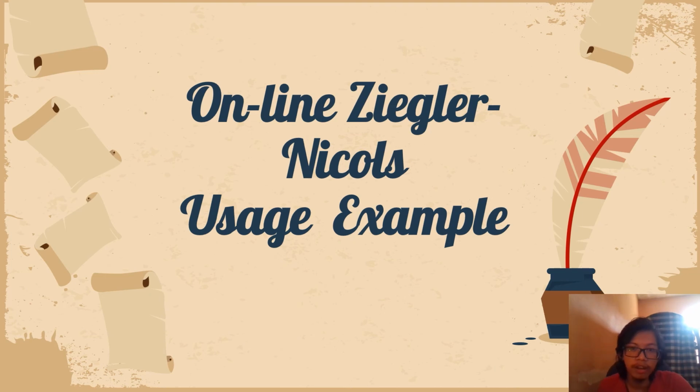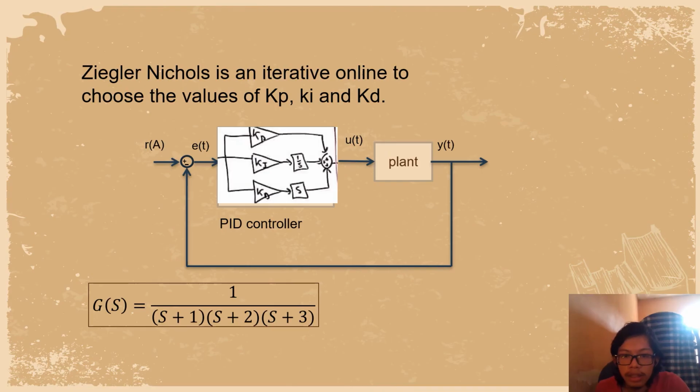Alright, for the online Ziegler-Nichols usage example, Ziegler-Nichols is an iterative online method to choose the values of Kp, Ki, and Kd. Here is our PID controller, here is our function for this example, and here we can see our Kp, proportional, Ki, integral, and also Kd, derivative.